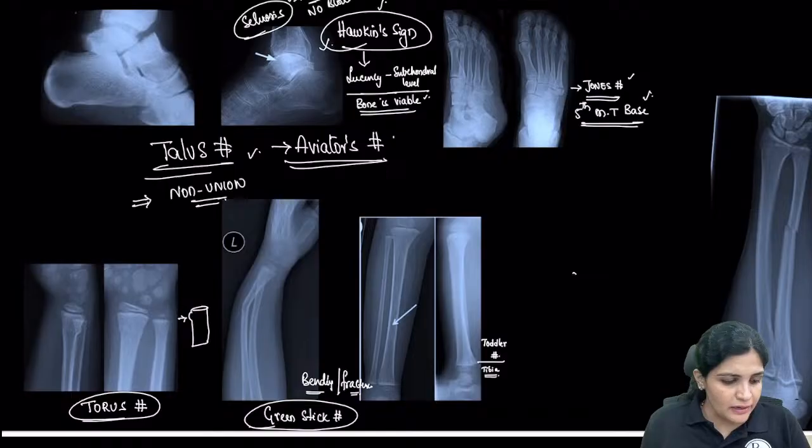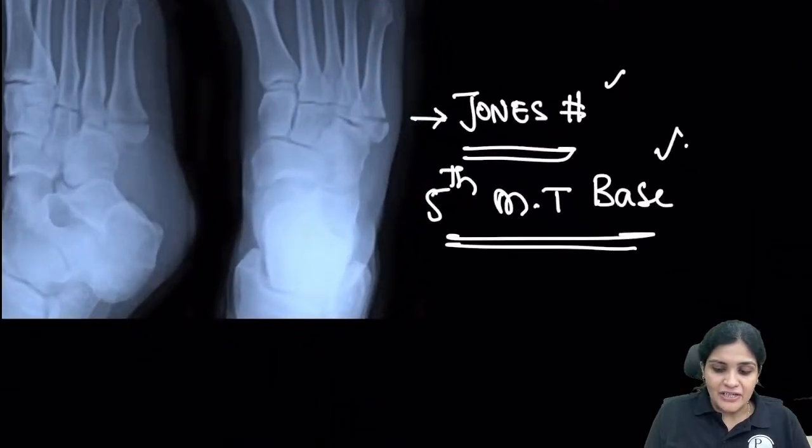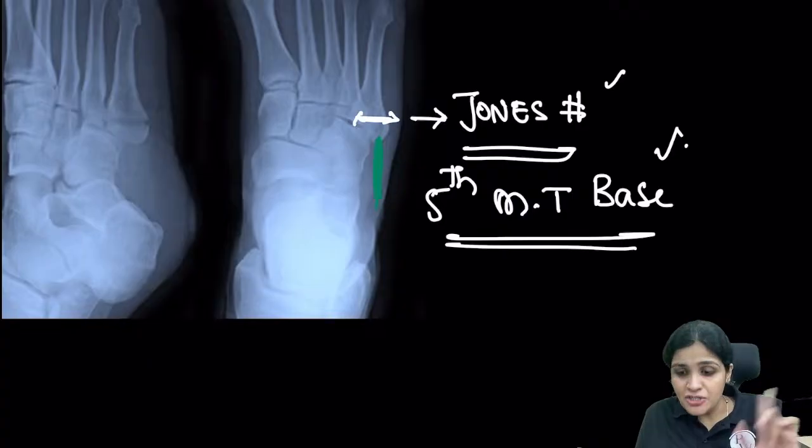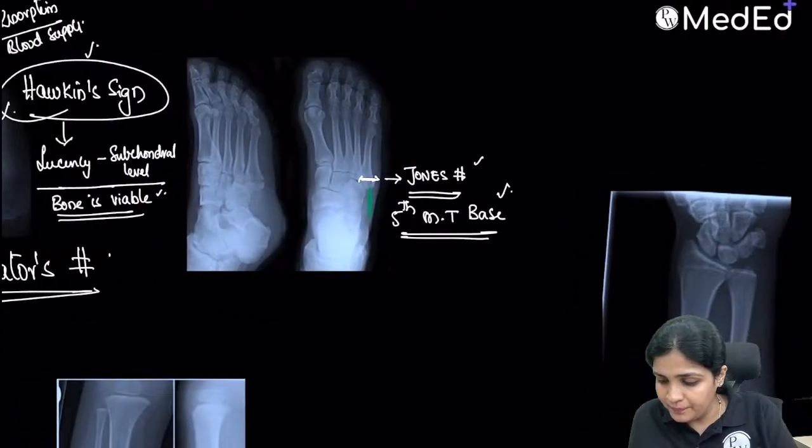Yes. Dr. Raj, you have been asking about the pseudo-Jones, no? Pseudo-Jones is nothing but an avulsion fracture where the tendon gets attached there. So there is an avulsion fracture which is called pseudo-Jones. So Jones is a complete fracture here, right? And pseudo-Jones is this avulsion fracture where the tendon is attached. Okay? This is for Raj who has asked on YouTube.